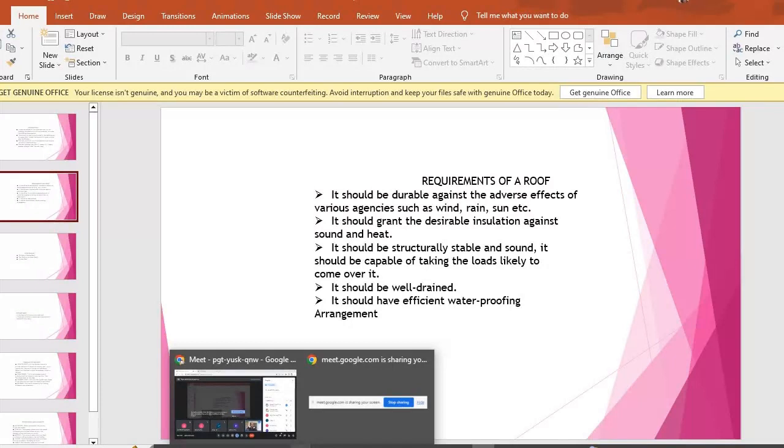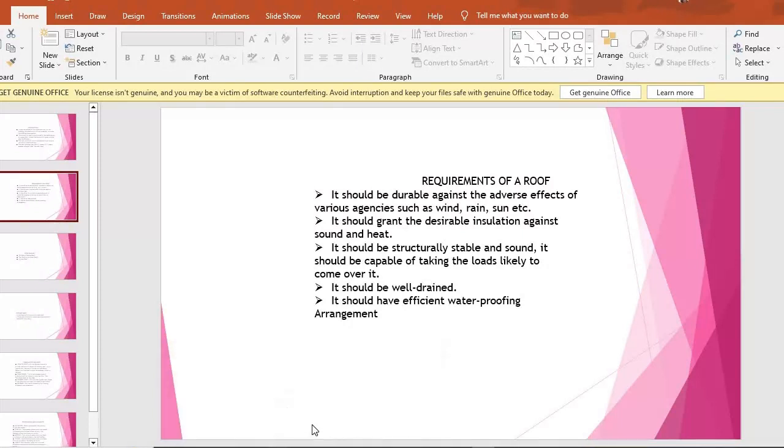So the other one is it should be structurally stable and sound, that is, it should be capable of taking the loads that are likely to come over it. The other one, it should have efficient waterproof arrangement. So that is for the water to run off a roof, that is, the water should not be stuck in the roof. The arrangement should be well and efficient.